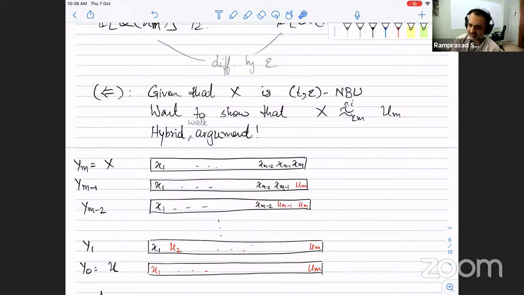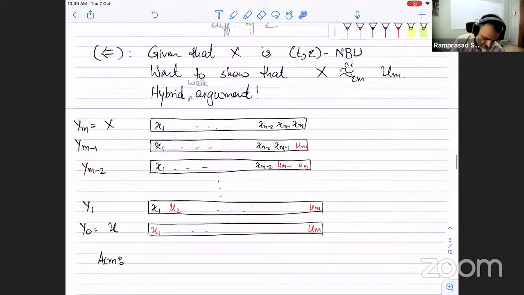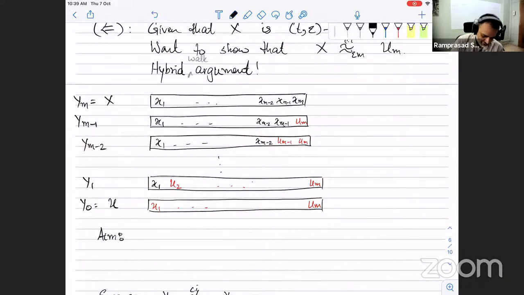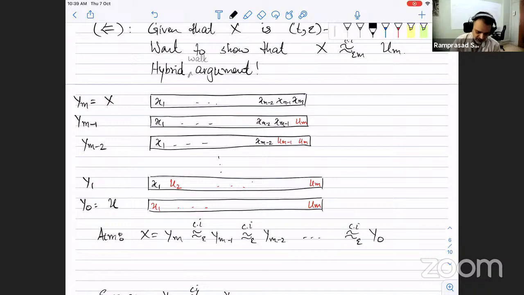So is the definition clear? Okay. So now what is the aim? The aim is to show that this x, which happens to be equal to ym, is computationally indistinguishable from ym minus 1, which is computationally indistinguishable from ym minus 2, such that eventually you reach y0. And all of them are going to have an epsilon. Okay, and this together will imply that x is computationally indistinguishable, with respect to m epsilon, from the uniform distribution.